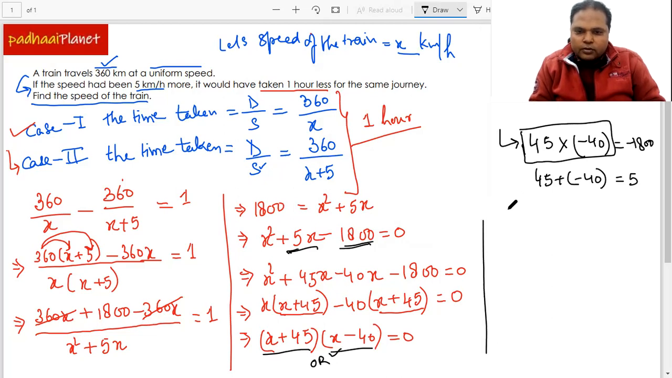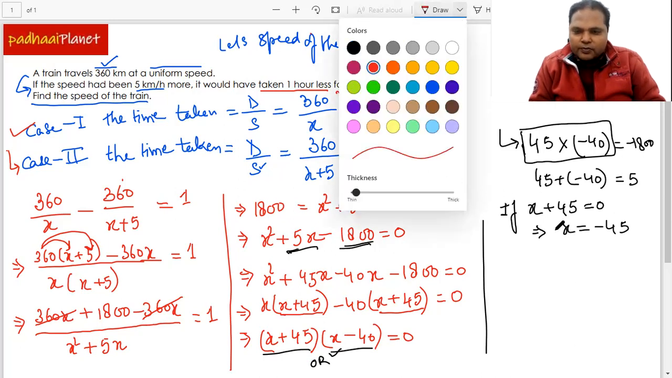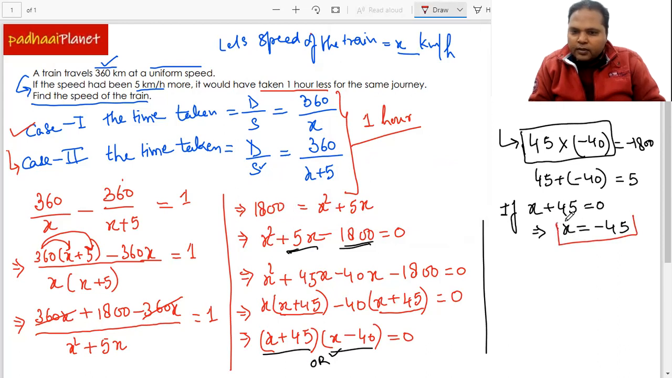Suppose, if x plus 45 is equal to 0, then in that case x would be equal to minus 45. Which cannot be the case, because we are talking about speed. x was the speed of the train, and it cannot be negative. So we will reject this.